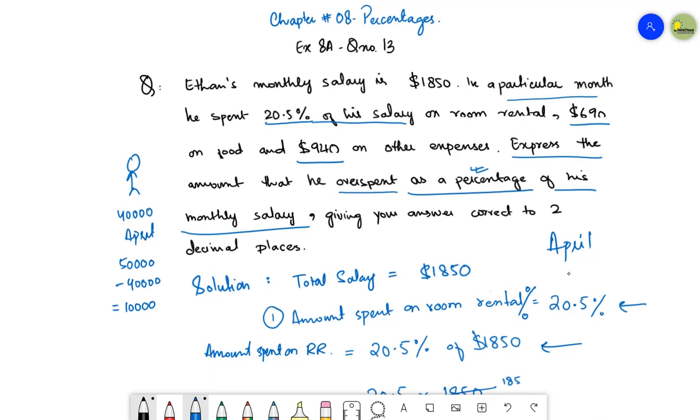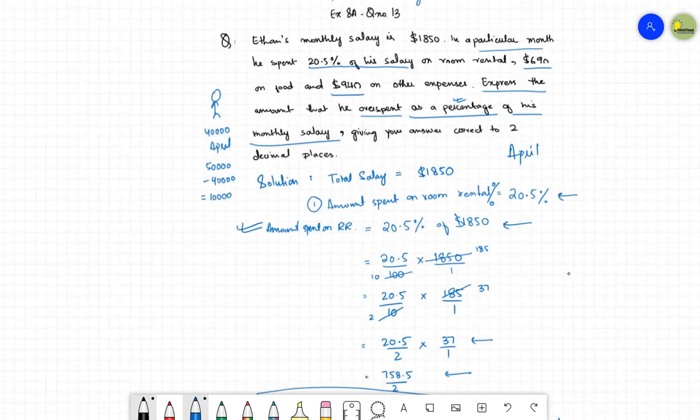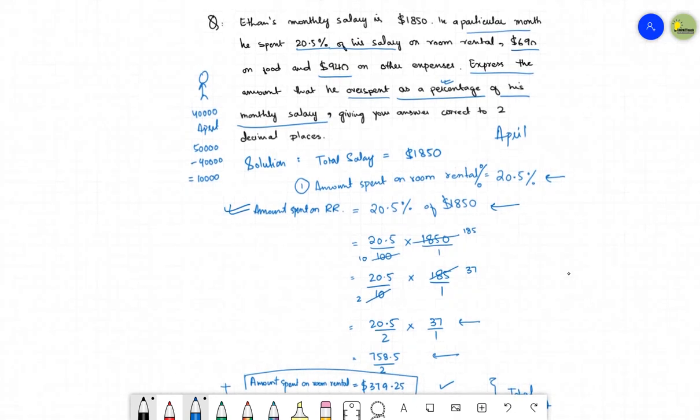Let's have a summary of the question. The salary given to us is 1850. We are given 3 expenses: rental expense, food expense, and other expenses. First of all, the expense that is given in terms of percentage, that was room rental, 20.5%. We have to convert it to its exact value. So 20.5% will be multiplied with 1850 divided by 100 in this step. Here you find the exact value of room rent. This was the first step, in which you convert 20.5% into an exact amount.